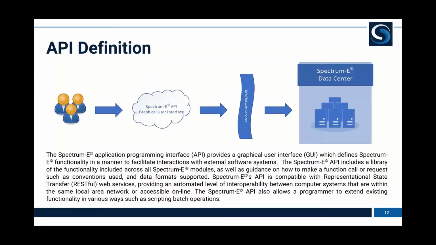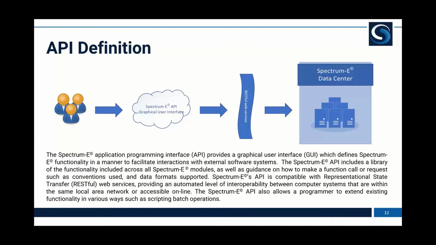So API definition. The Spectrum-E application programming interface, or API, provides a graphical user interface which defines Spectrum-E functionality in a manner to facilitate interactions with external software systems. So the Spectrum-E API includes a library of the functionality included across all Spectrum-E modules. That includes the technical analysis, the licensing modules, remote monitoring, as well as guidance on how to make a function call or request, such as conventions used and data formats supported.